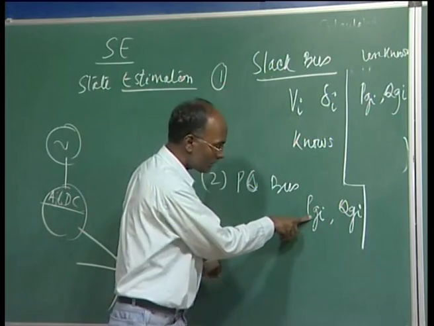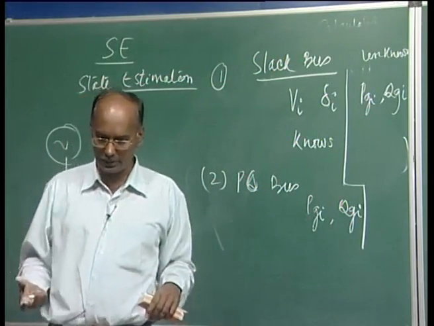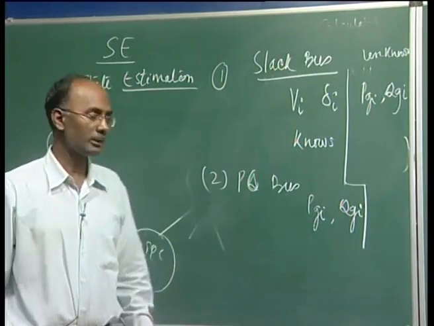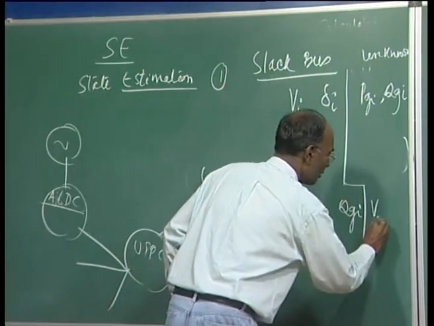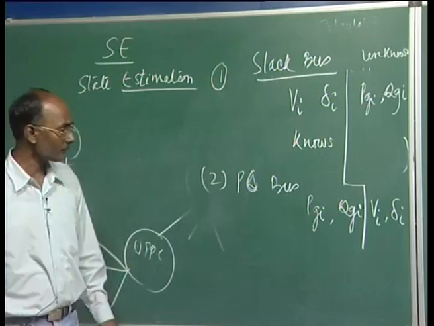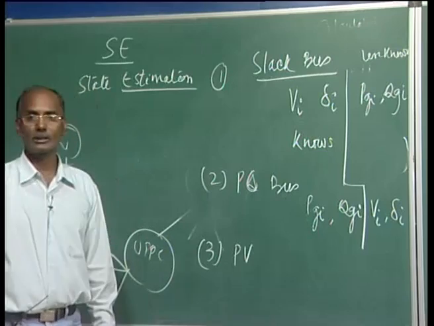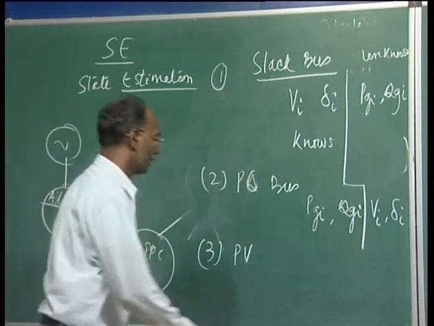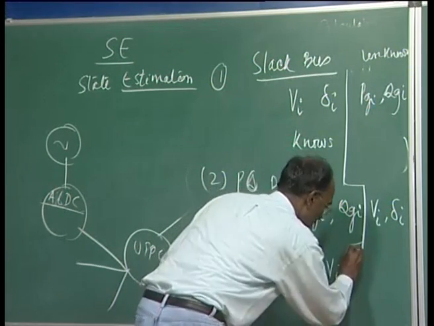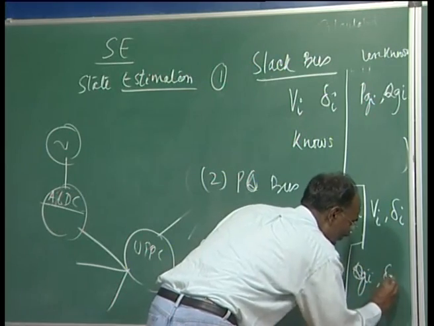In this classification, we assume that the load buses are those buses where the real and reactive power are known. Once they are known, the left out are Vi and delta i, which are unknown and we should calculate. The third one is the PV bus, also called the generation bus, where the Pg is known and the voltage is known. Then we calculate Qgi and delta i.